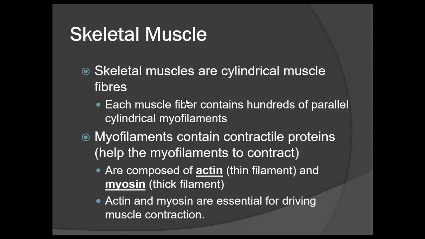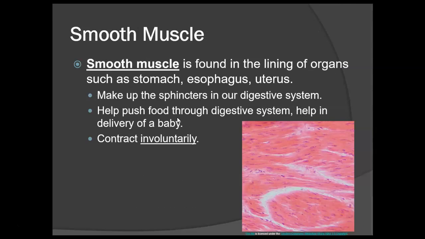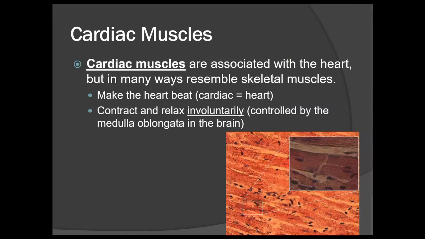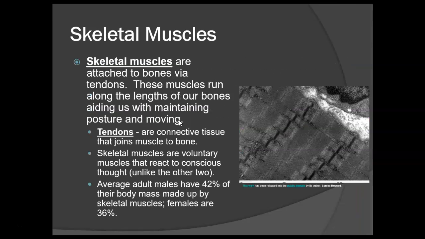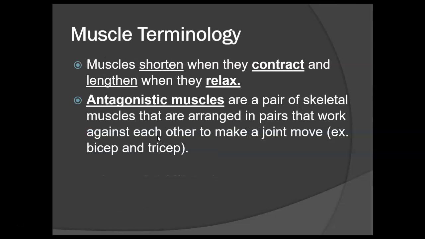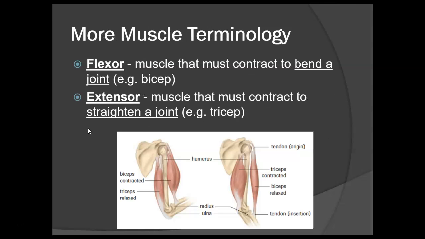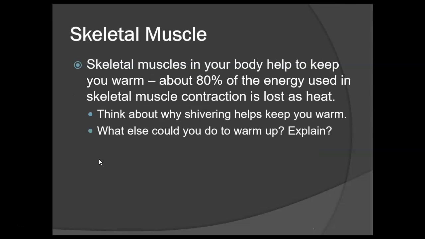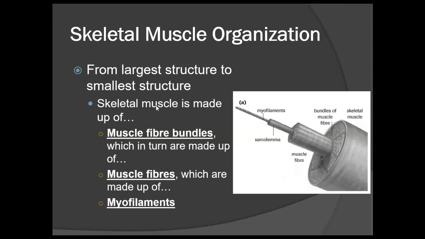Remember, for muscles, it's going to be very straightforward, right? I need to know the three kinds of muscle, where you find them, and what distinguishes the difference between the three kinds of muscles. So pick that out of these slides, and then know some of this terminology. Be able to tell me what an antagonistic muscle is and give me an example of those. Be specific in your definitions or your comparison, and tell me what a flexor and an extensor are. Know a little bit about what skeletal muscles do for us to keep us warm, and then be able to talk to me about the organization of a skeletal muscle. And that's it.